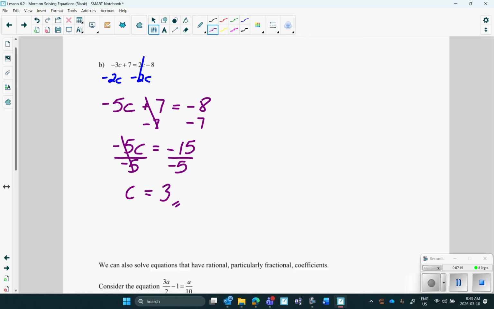I'm going to stop there for now because I'm going to do the fractions tomorrow, because the fractions take a little bit of work. Okay? And I want to just sort of do this a little bit at a time. Get you used to solving equations with variables on both sides.